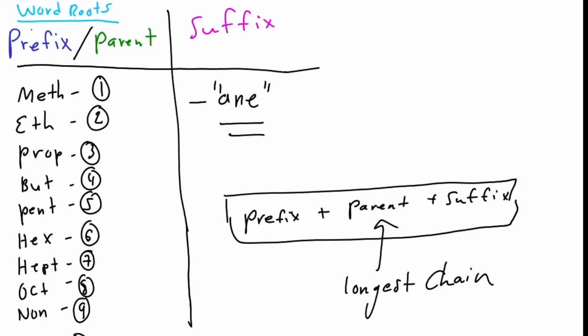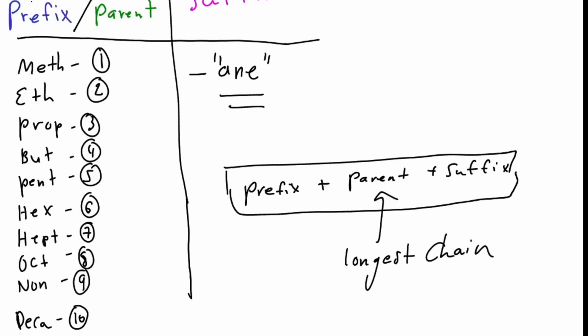If it's one carbon, it's meth. If it's two carbons, it's eth. Three carbons is prop. Four carbons is but. Five is pent. Six is hex. Seven is hept. Eight is oct. Nine is non. And ten is dec. So this is important to know.